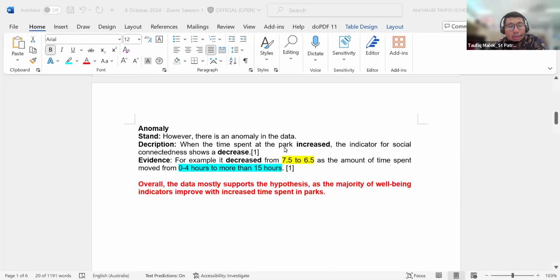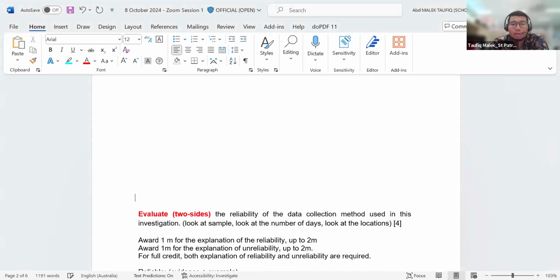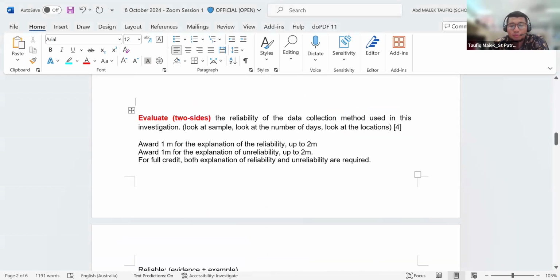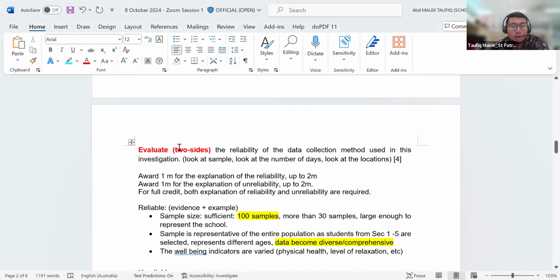All right. Let's move on to the next one, which is what I want to focus on, which is evaluation. So this one is evaluation for GI. They say evaluate the reliability of data collection method used in this investigation. Whenever you see the word evaluate, you know it is two-sided. So you must tell me whether it's reliable or not reliable because we are talking about reliability of data collection.